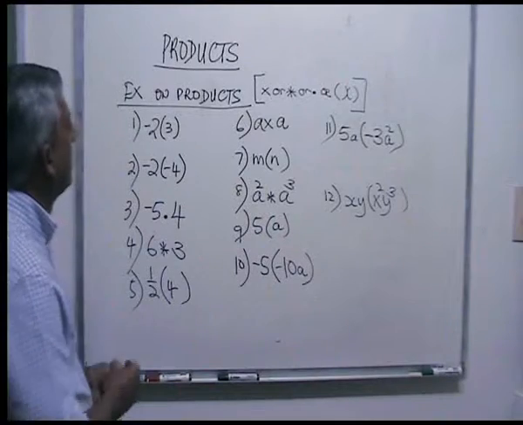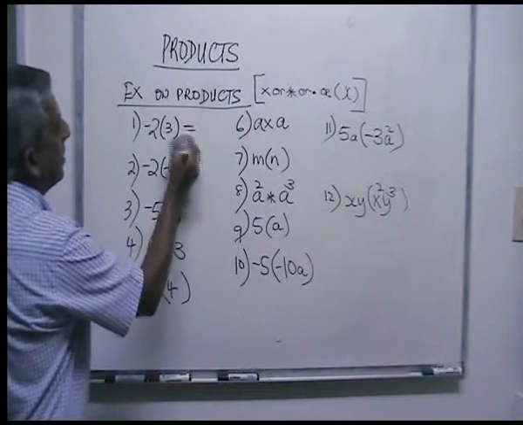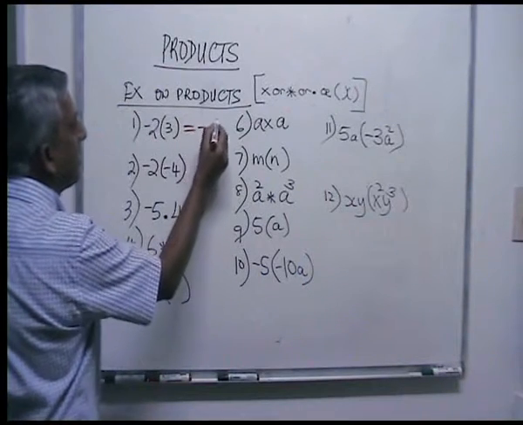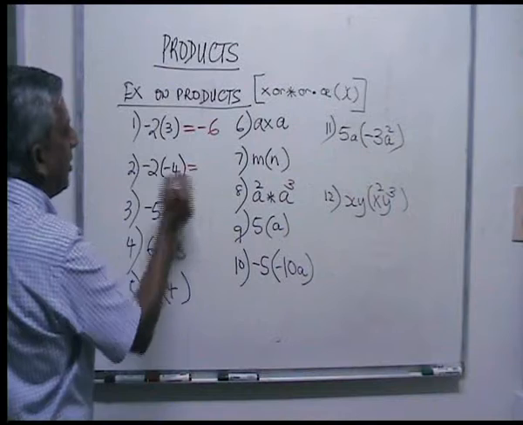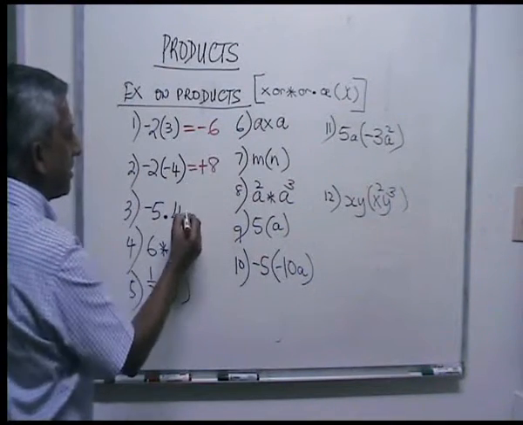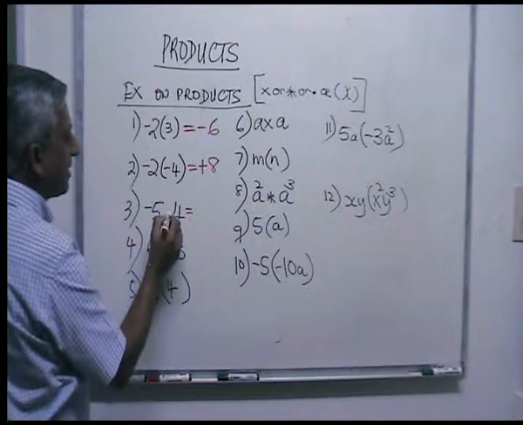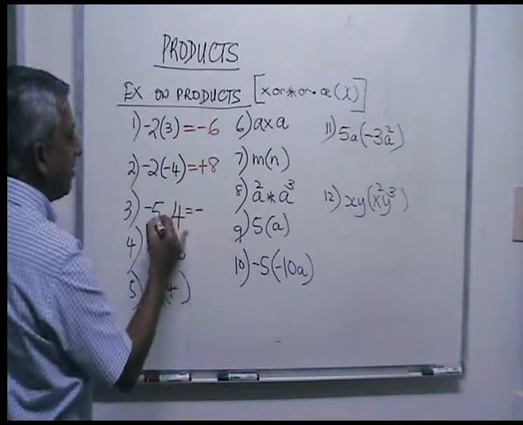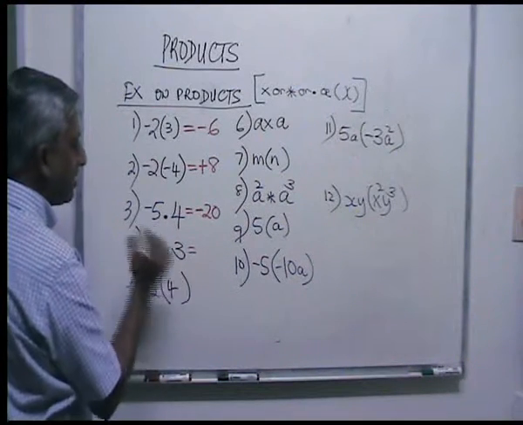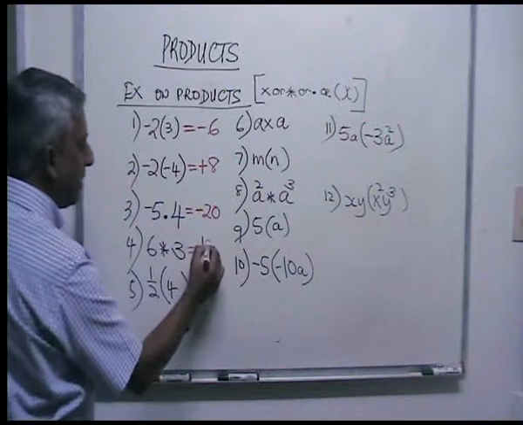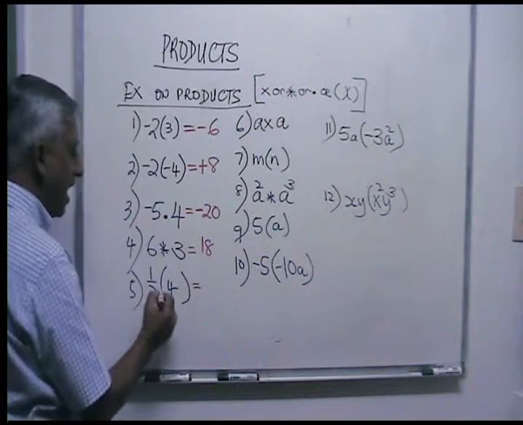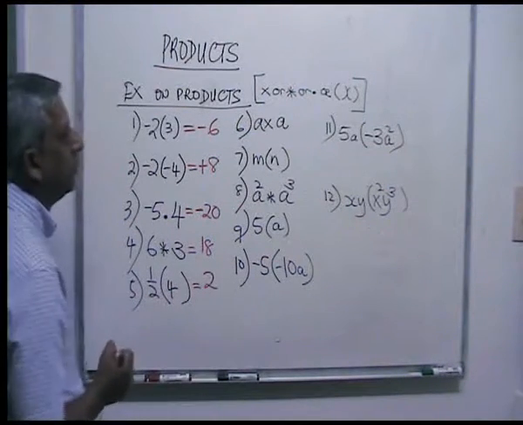So you're back. Good. Now here are the answers. So minus 2 times minus 3, remember minus times plus is minus, so you got minus 6. Minus times minus is plus, 2 times 4, 8. Minus times plus, the plus is understood, is minus. 5 times 4, 20. 6 times 3, asterisk means times. 6 times 3, 18. Half times 4, which means half of 4, which is 2.